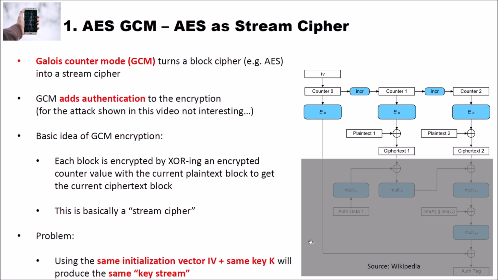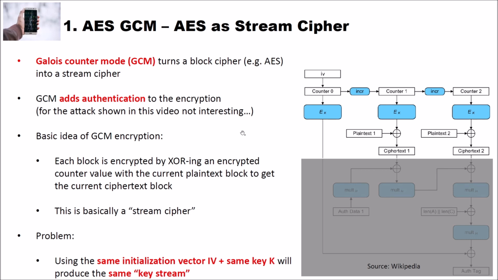Here on the right side, I used a very nice picture from Wikipedia that shows in detail how this block mode works. As I said, the authentication part of that block mode we can completely remove here, so that's why I colored it gray. As you can see, the basic idea of GCM encryption is that each block is encrypted by XORing an encrypted counter value with the current plaintext block to get the current ciphertext block.